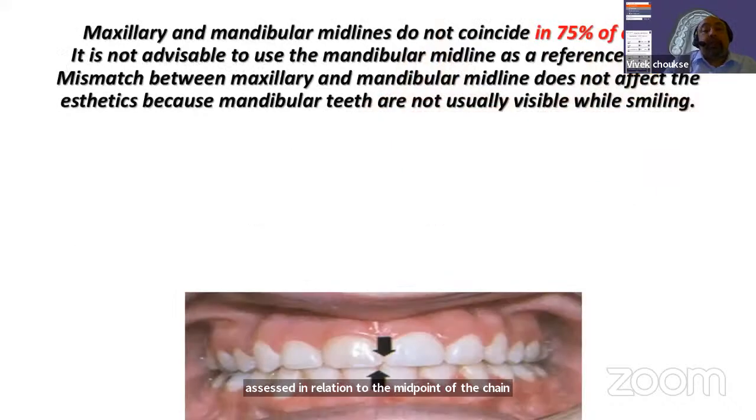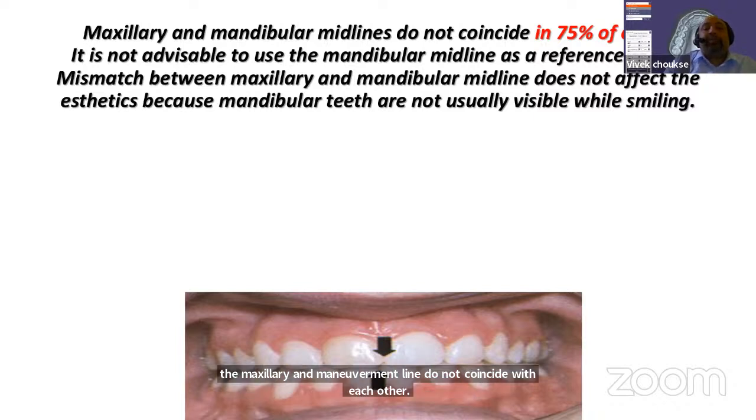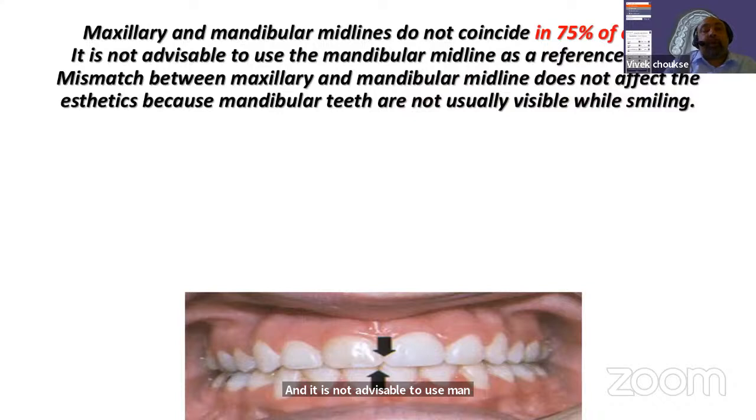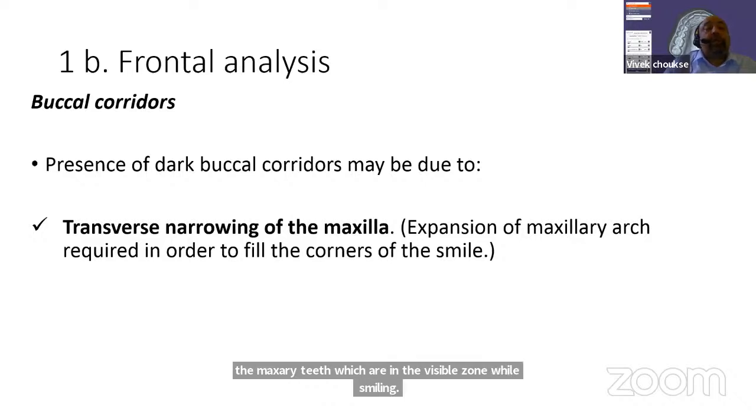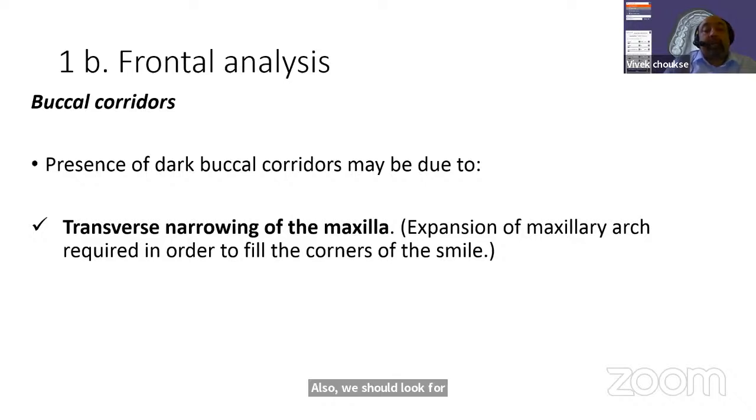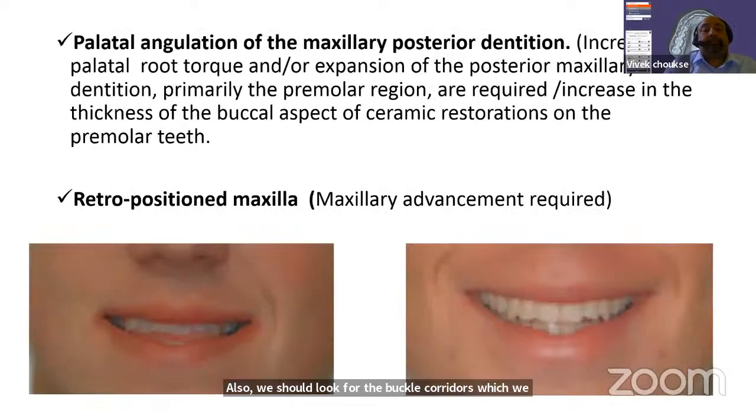So, as I have told you, in around 75% of the cases, the maxillary and mandibular midlines do not coincide with each other. And it is not advisable to use the mandibular midline as a reference point because it is always and maximum time the maxillary teeth which are in the visible zone while smiling. Also, we should look for the buccal corridors, which we will be looking at more in the coming slides.